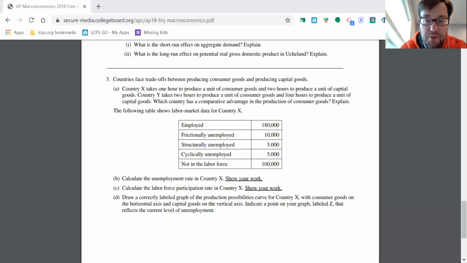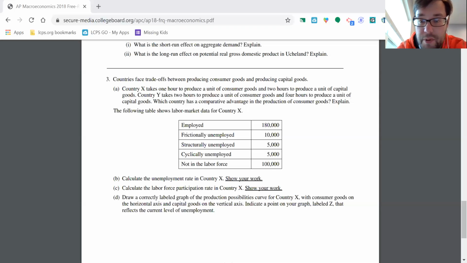And then we'll go through here. So part B, calculate the unemployment rate in country X. So we're using this table up here. Now, interestingly, let's make some notes on here. We've got different categories: frictionally unemployed, structurally unemployed, cyclically unemployed, and then not in the labor force. So if you remember how to calculate, so that's labor force.